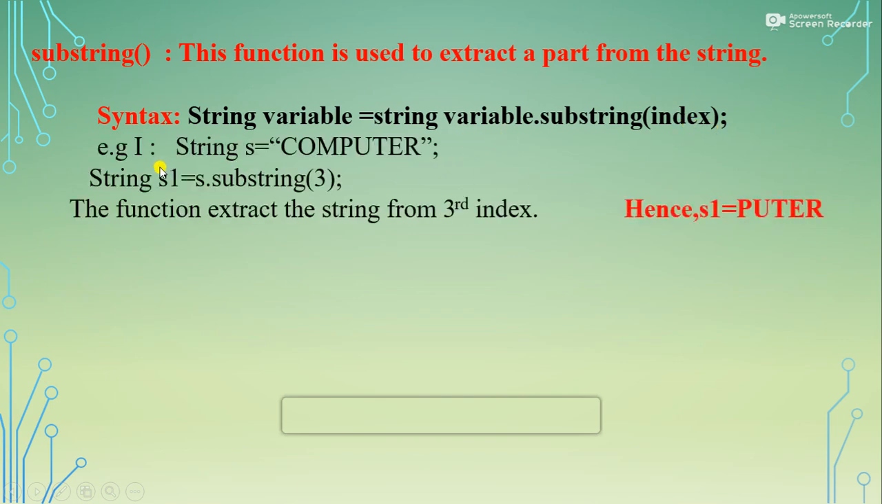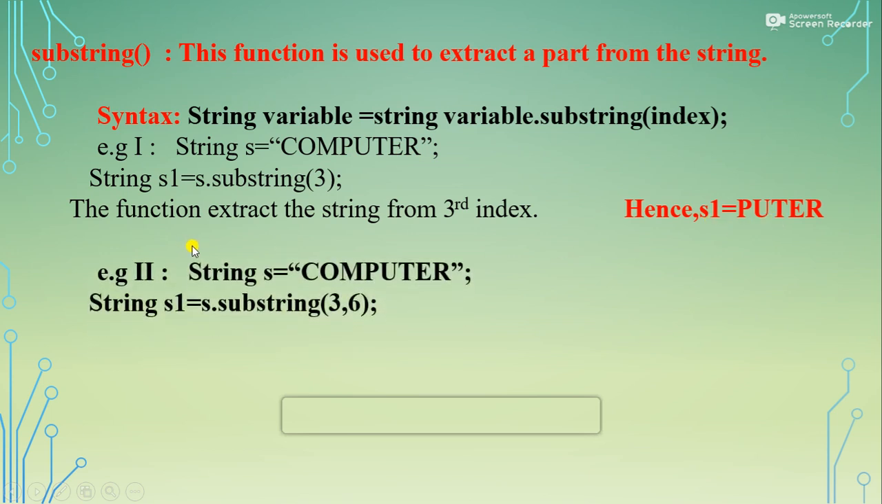See the examples. In example 1, in string s variable I have stored computer. In another variable s1 I am writing s dot substring. Here this function is all small letters, substring. This must be remembered while writing in the Java editor. s dot substring 3. The function extracts the string from the third index. From the third index, it means this is 1, 2 and 3. So the output will be the remainder starting from P and then the rest. So as output, in the s1 variable it will store PUTER.